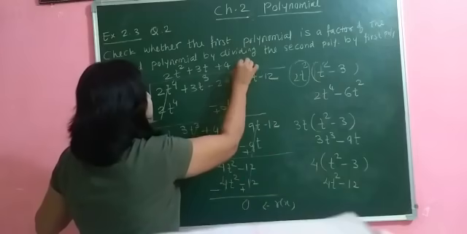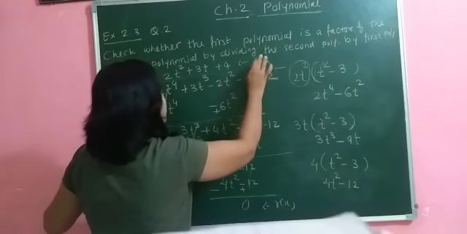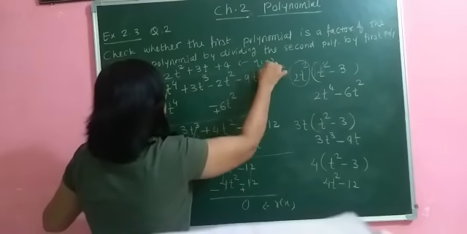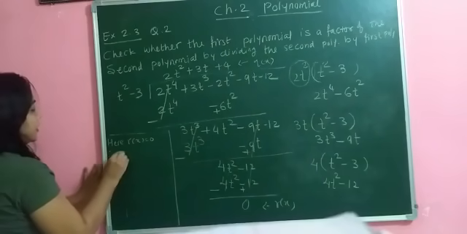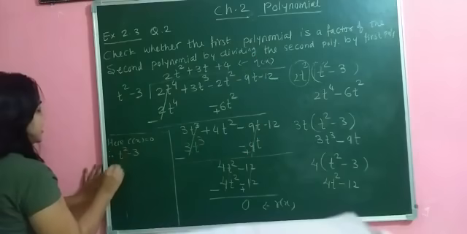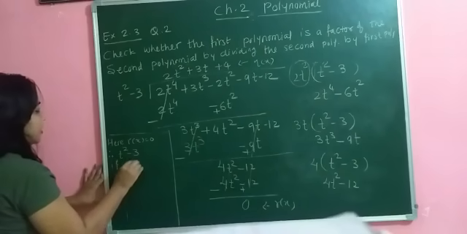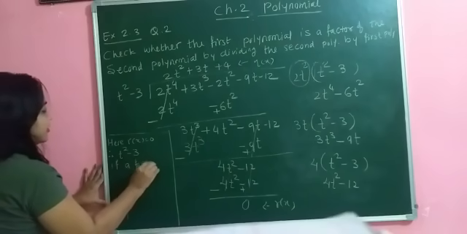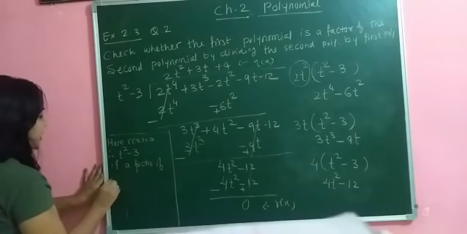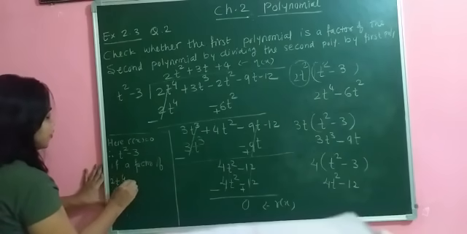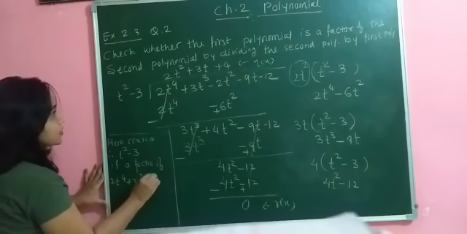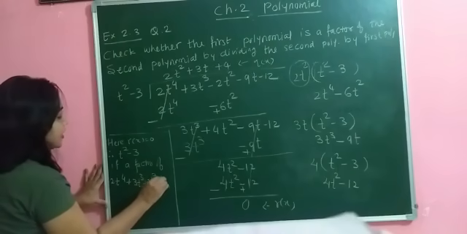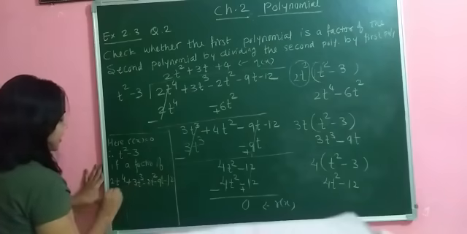This is your q of x, quotient. Okay. Therefore, t square minus 3 is a factor of polynomial 2t raised to 4 plus 3t cube minus 2t square minus 9t minus 12.